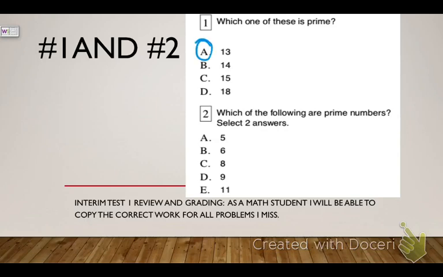Letter A. And number two, it says we have to select two answers and they're prime. Up here it's prime as well. But here it says which of the following are prime, letter A, letter E. Remember, prime only has two factors.